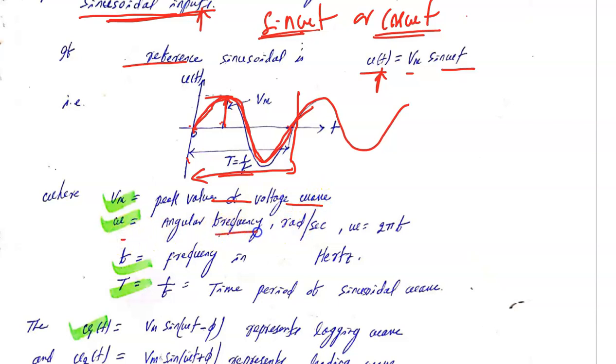Omega is the angular frequency, and its unit is radian per second. Omega is related to the frequency as 2 pi f, or to the time period as 2 pi upon T.